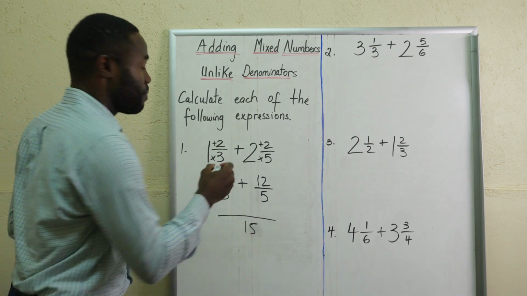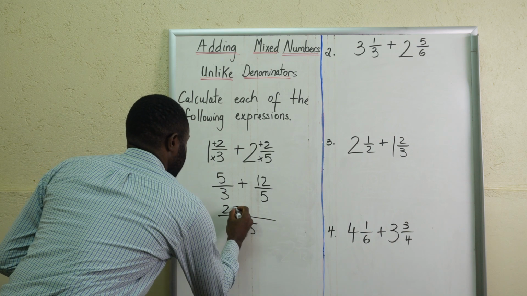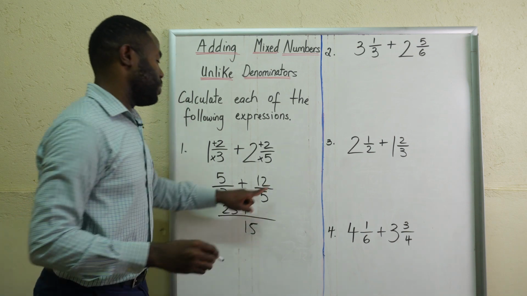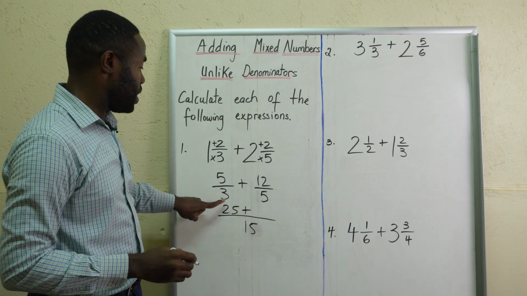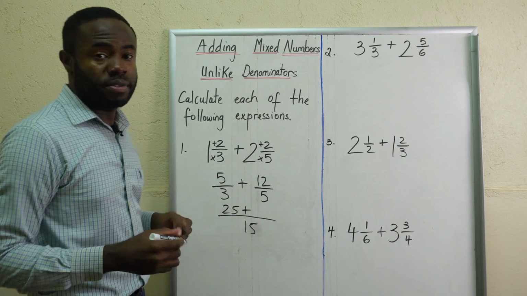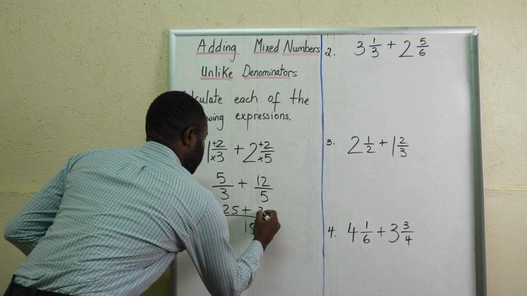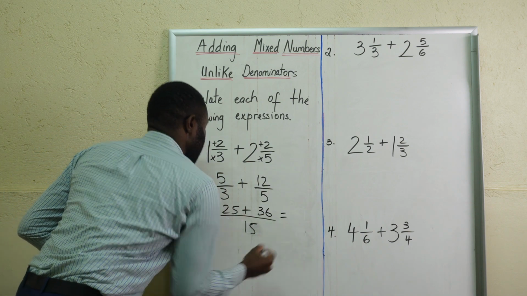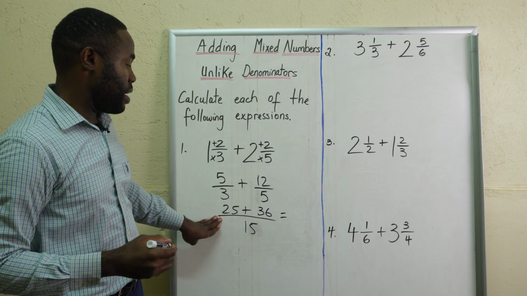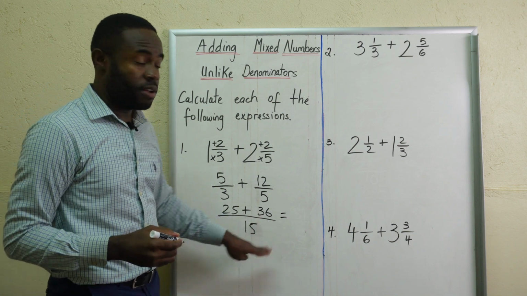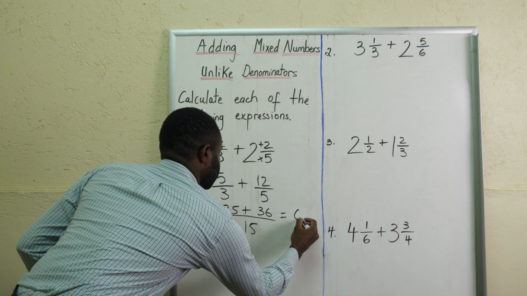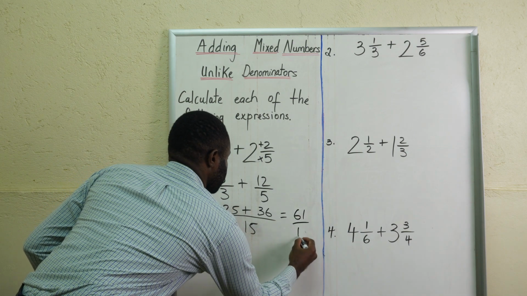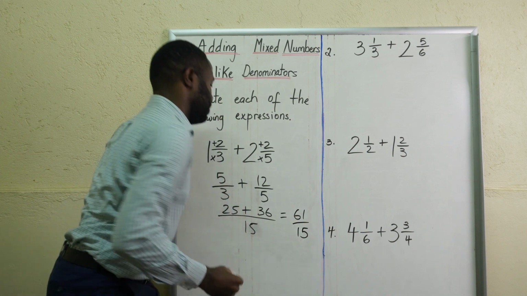When you have done that, you can multiply the first numerator by the second denominator. That's 5 times 5, which is 25. Then we do the reverse diagonal now. So the second numerator times the first denominator, that's 12 times 3, that gives us 36. After we have done that, we can add the 25 and the 36, and 25 plus 36 will give us 61, and you put that over 15.